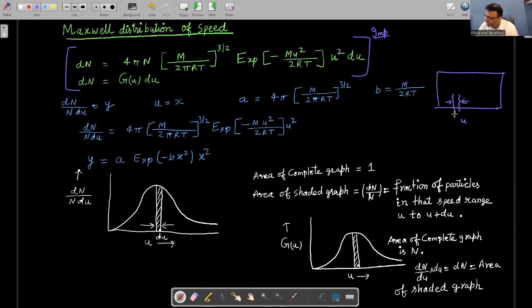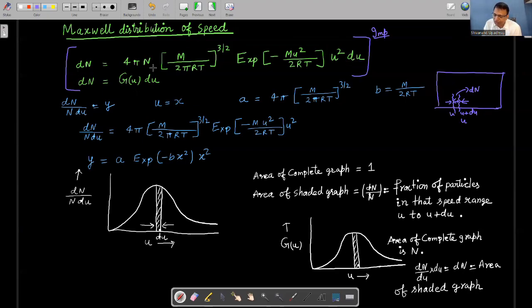So we are saying that here, if this is u, then this speed is u plus du. So we are discussing this speed range du. In this speed range, there are some particles, those particles are dn. So in different speed ranges, this number of particles is going to change. So dn is the number of particles in du speed range. du is the speed range.